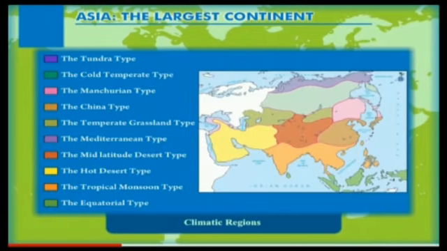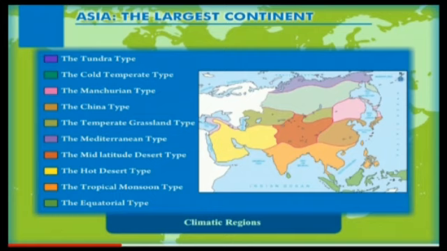So now let us see the climatic regions of Asia. The climatic regions of Asia are as follows. Number one, the tundra type. Number two, the cold temperate type. Number three, the Manchurian type. Number four, the China type. Number five, the temperate grassland type. Number six, the Mediterranean type.